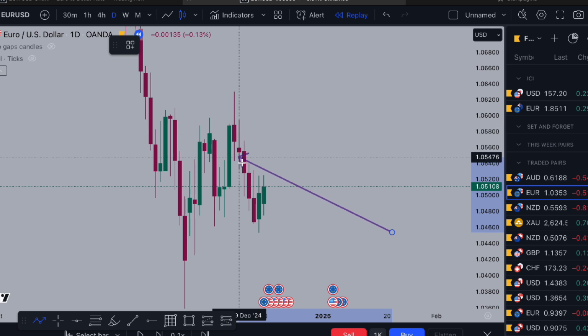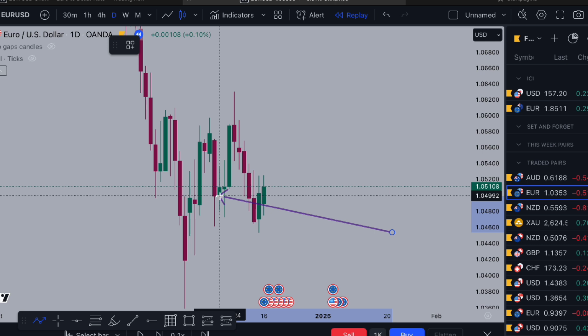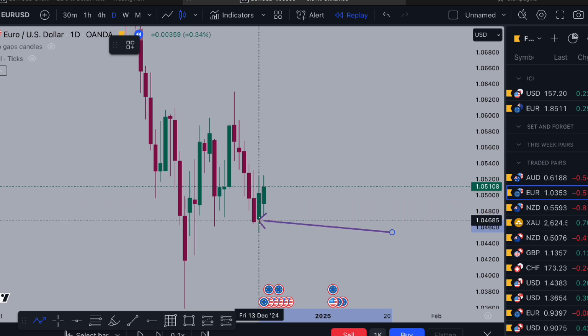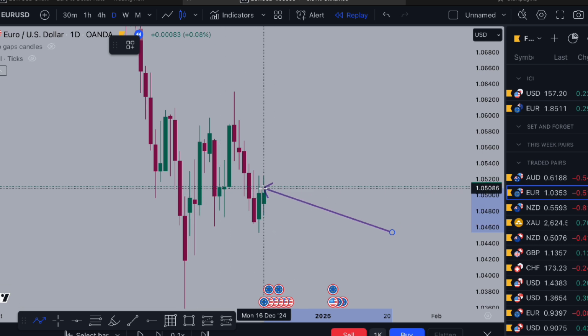So we have our impulse right here to the downside. The impulse is all one color, breaking the close of the previous structure, followed by a retracement of 2 daily candles minimum, and they are also all the same color.